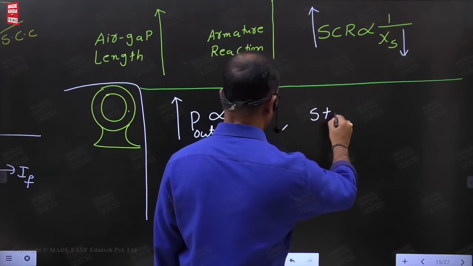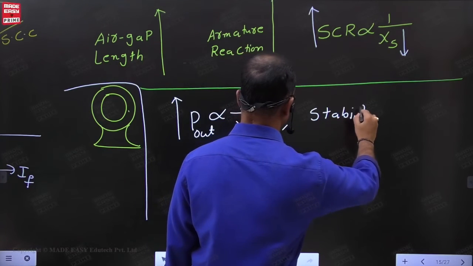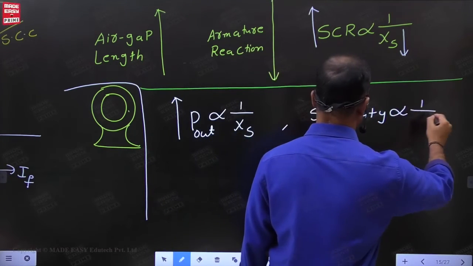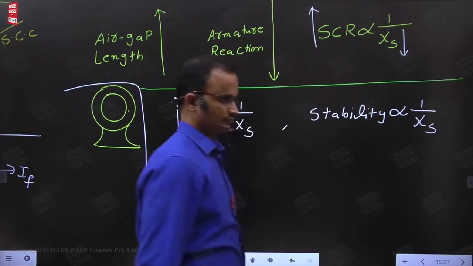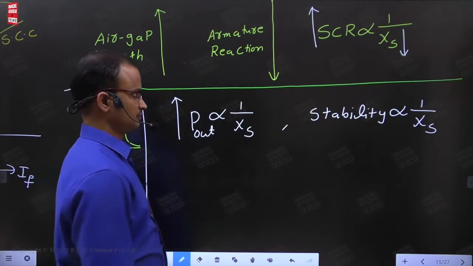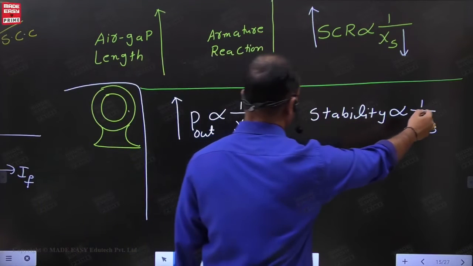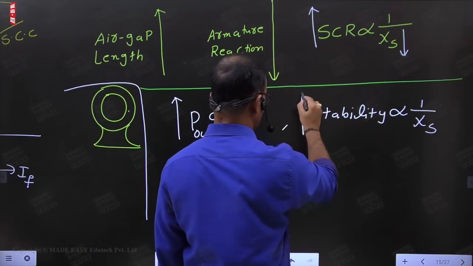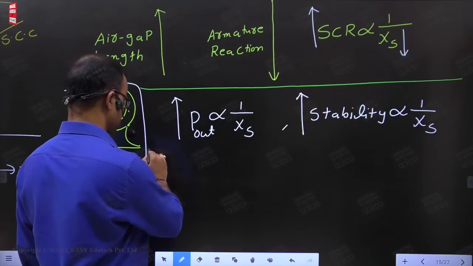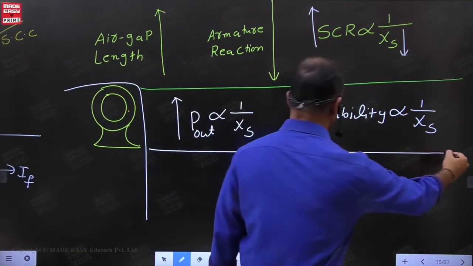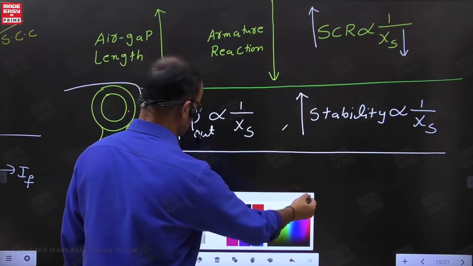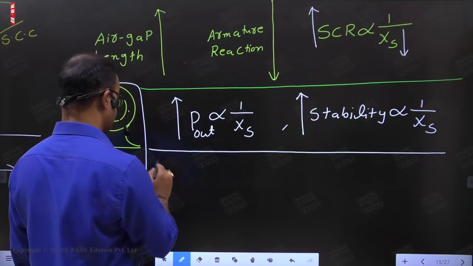Come to the stability. Now stability is also directly proportional to 1 by XS. Now here armature reaction is decreasing. If armature reaction decreases, stability again increases. Come to the regulation.